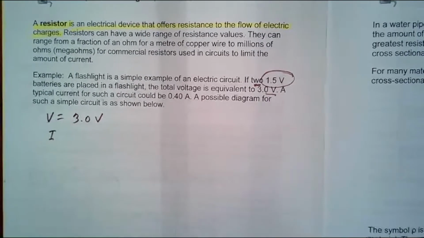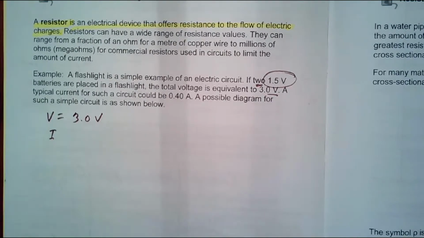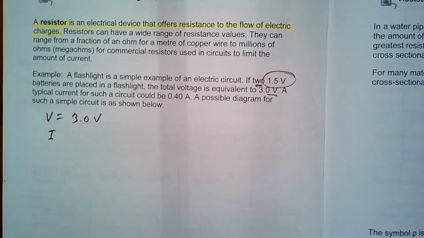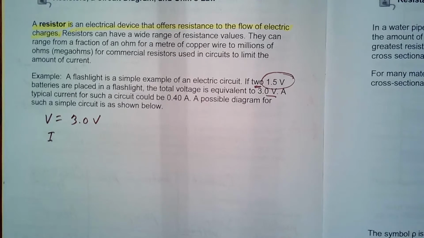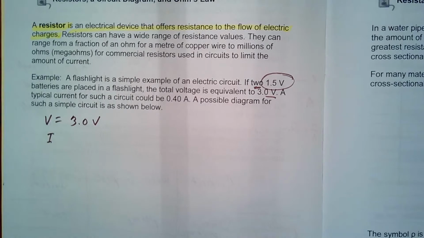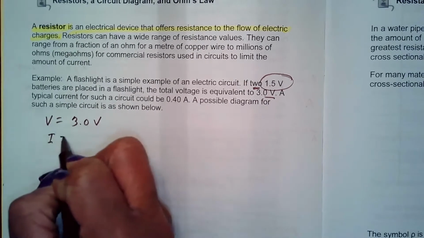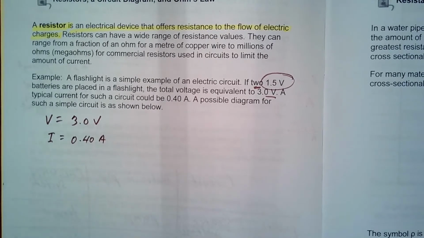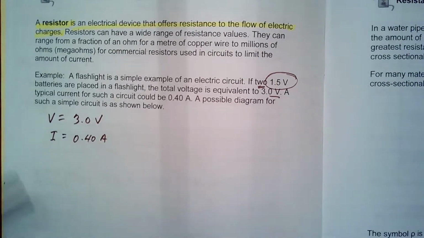Ironically, you probably recall that you've seen those 9-volt batteries, those rectangular prism size ones. Compare that to a 6-volt lantern battery. 6-volt is actually a lot larger. It's about the size of your mug compared to a 9-volt battery. So it's not the size that determines the volts. The volt is basically the kick that pushes the electrons and the current out of that battery. Okay, so the current here in this question is 0.4 amps. A possible diagram for such a simple circuit is as shown below.